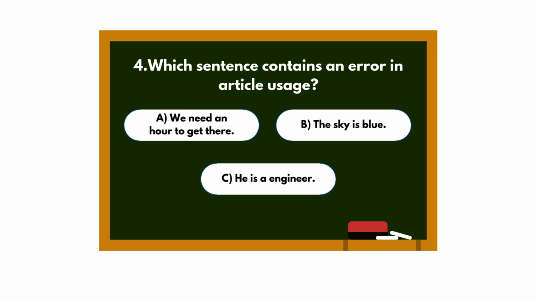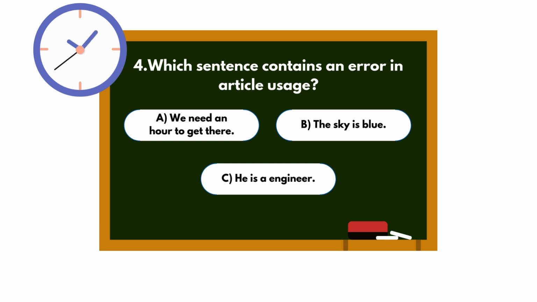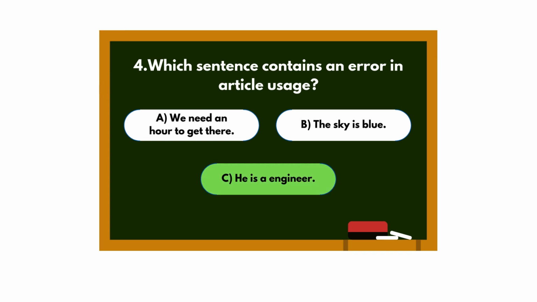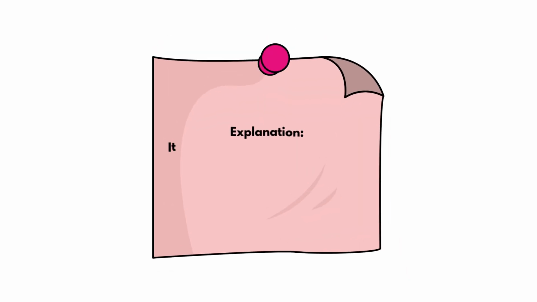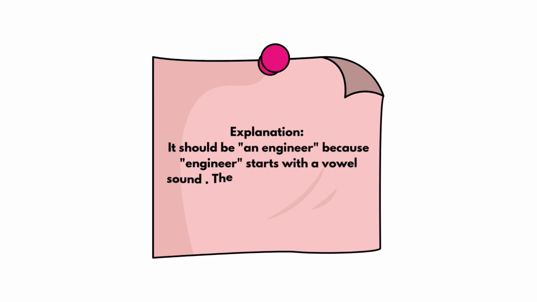Question number 4. Which sentence contains an error in article usage? Option A, we need an hour to get there. Option B, the sky is blue. Option C, he is an engineer. The correct answer will be option C, he is an engineer. Explanation: it should be an engineer because engineer starts with a vowel sound. The other sentences use the articles correctly.